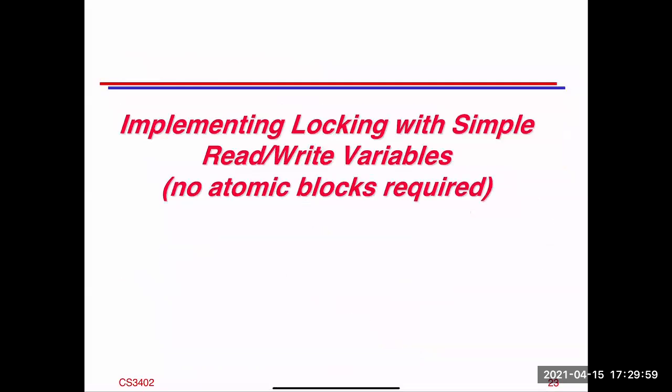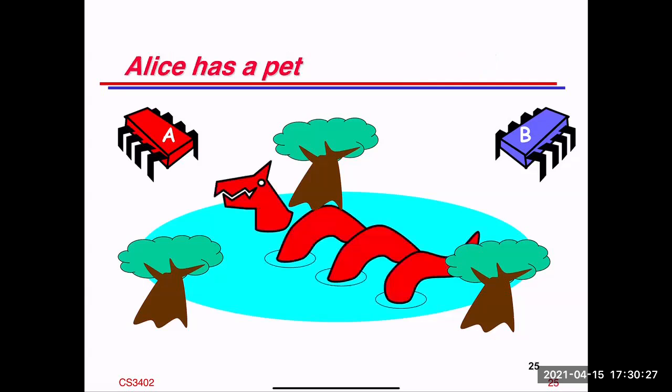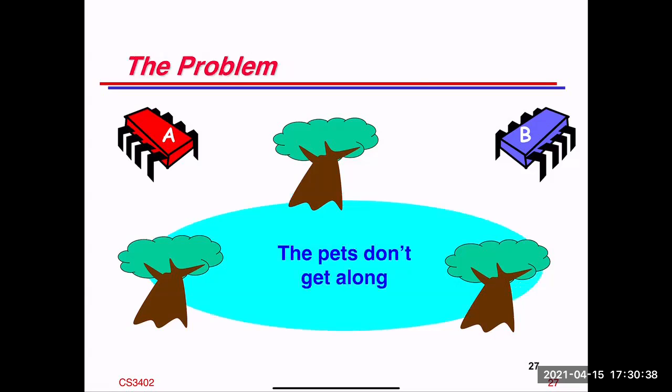All right, so let's see how we can do this. And for that, we're going to look at this story here. So let's assume we have Alice and Bob. This is Alice over here, and this is Bob. They're both computer chips, so you can think of them as being transactions. We have one transaction that we call Alice and one transaction that we call Bob. Alice has a pet, and Bob also has a pet. These pets like to play in this pond. The only problem is the pets don't get along.